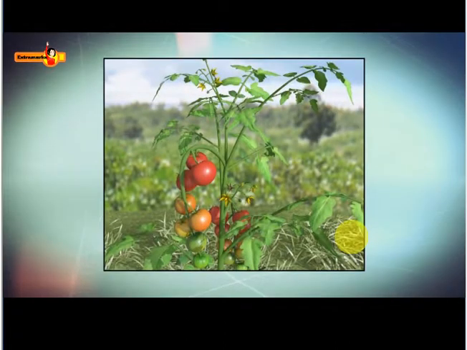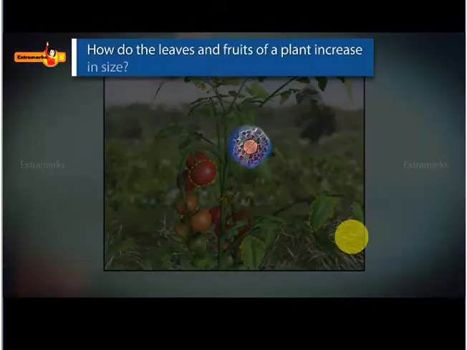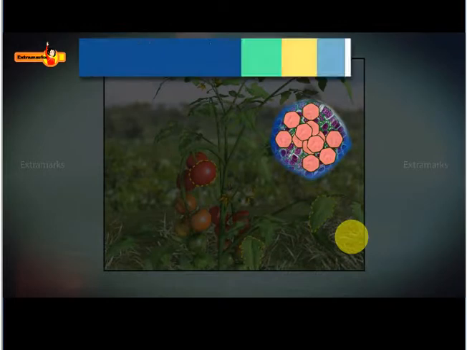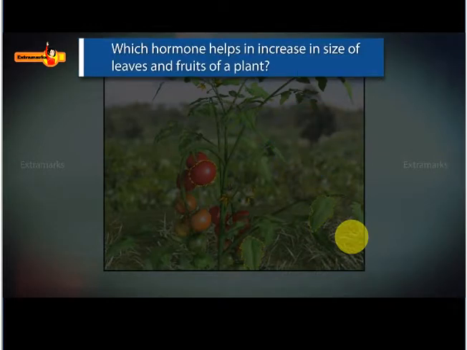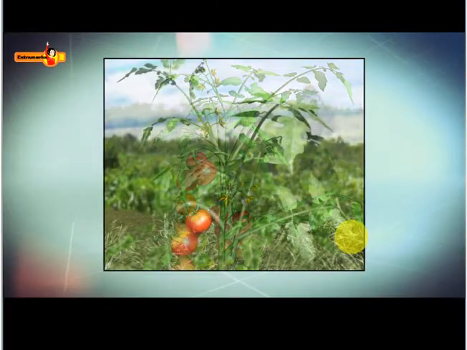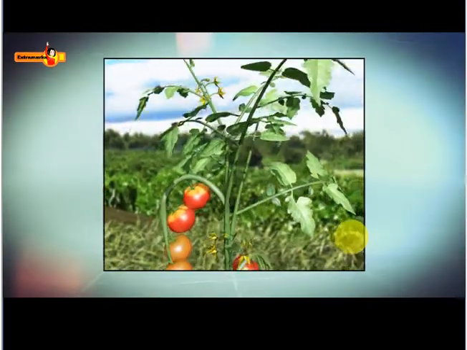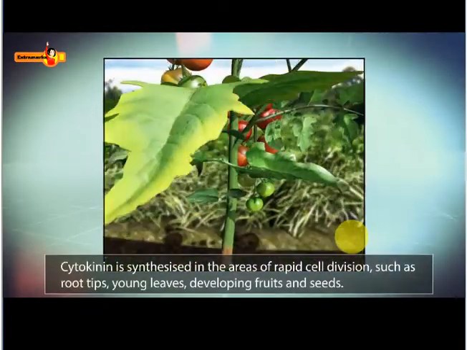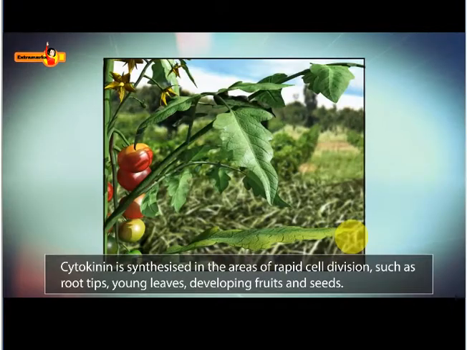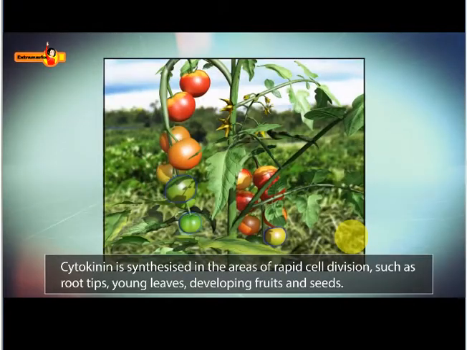When you monitor the growth of a plant potted by you, you observe that initially its leaves and fruits are very small and gradually they become big. How is this possible? They increase in size gradually due to cell division or cytokinesis. Do you know which hormone is responsible for this action? Yes, it is cytokinin. Based on its action, can you identify some sites of its secretion? Cytokinin is synthesized in the areas of rapid cell division such as root tips, young leaves, developing fruits and seeds.